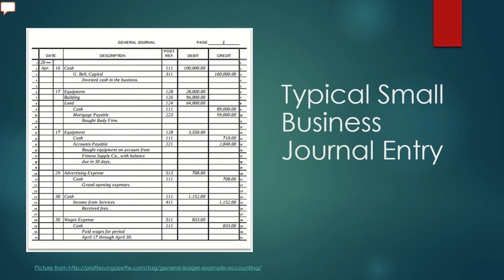Again, if you look here in this one where it states post reference, that's going to be our account number. And then again, you see how the double entry is accounted for, and we also can see where each account is listed. So like our cash account, we would have an equipment account, and so on.